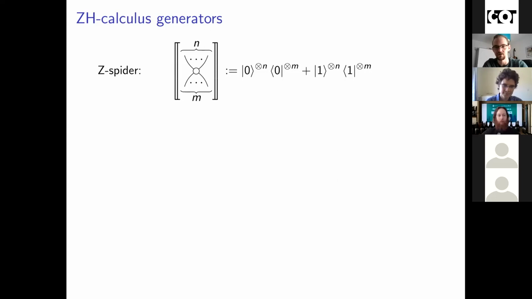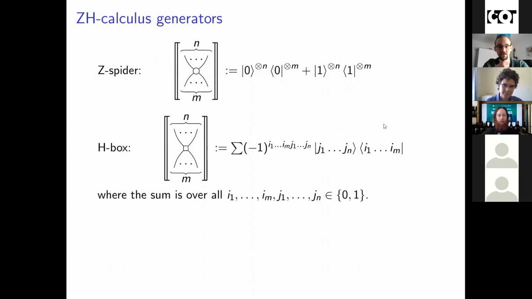In the first generator, we have Z spiders. These should be familiar if you use the ZX calculus. You can think of these as sort of generalized Kronecker deltas. So all the inputs have to be the same, and then the outputs are the same set of outputs. And then there's the H box. As a linear map, it is a matrix which has ones everywhere except a -1 in the bottom right corner. So in this sense, it is a generalization of a Hadamard, because a Hadamard also has ones everywhere except a -1 in the corner. But this is sort of a multi-legged Hadamard, which is why we call it an H box.